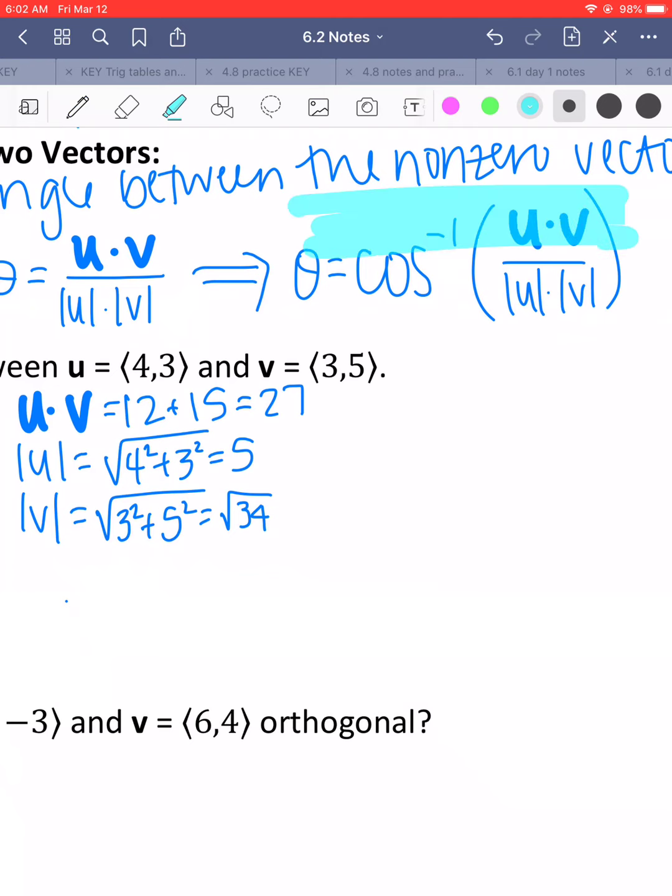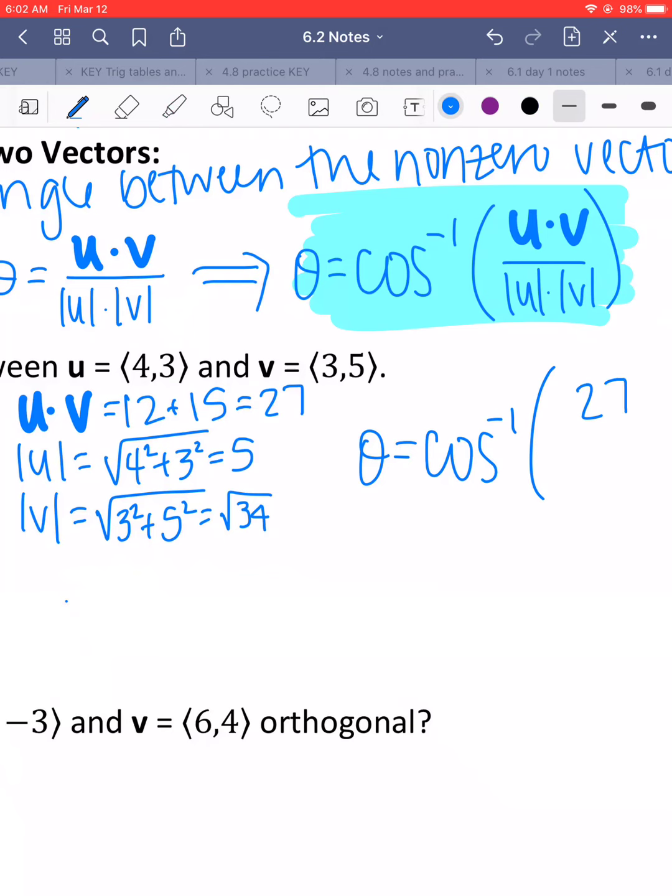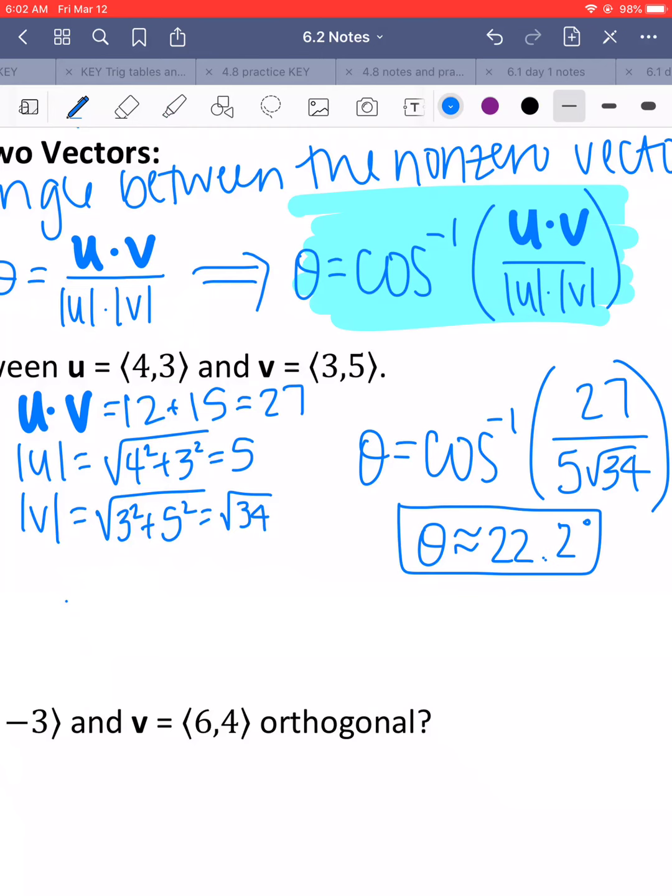Then I can plug them into this formula up here. So theta equals cosine inverse. Then on top I'm going to have my dot product, and my denominator I'm going to have 5 times radical 34. And then I'm going to type all of that into my calculator, making sure that I am in degree mode. And I'm getting that theta is about 22.2 degrees. For angles, I tend to just do one decimal. So 22.2 degrees.